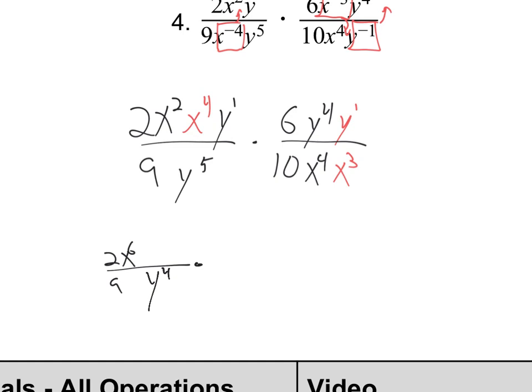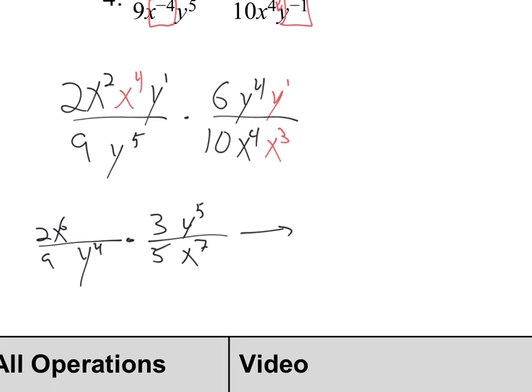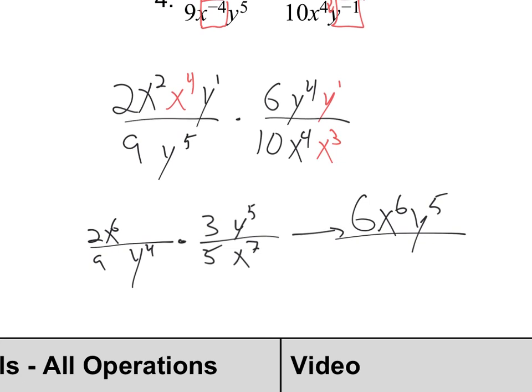Second fraction now, 6 over 10 becomes 3/5. Up top I'd have y to the 5th. Down below I would have x to the 7th. So now let's combine these things here. This whole numerator I can kind of multiply together. So I'm going to have 2 times 3, which is 6. So 6, x to the 6th, y to the 5th, all over 9 times 5, so 45, x to the 7th, y to the 4th.